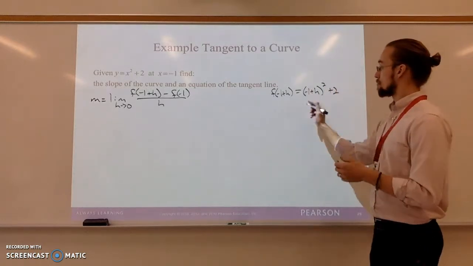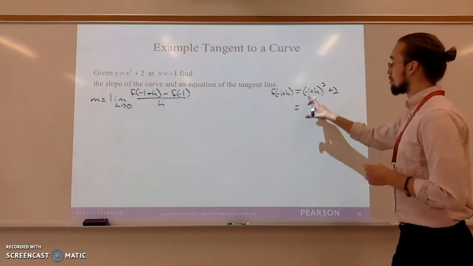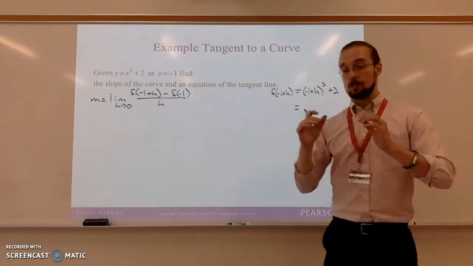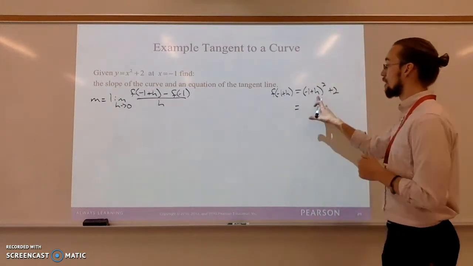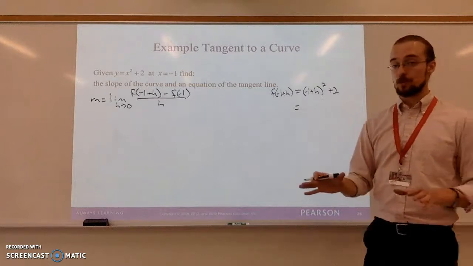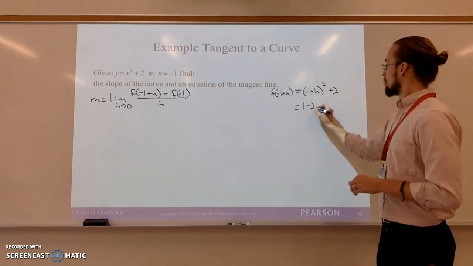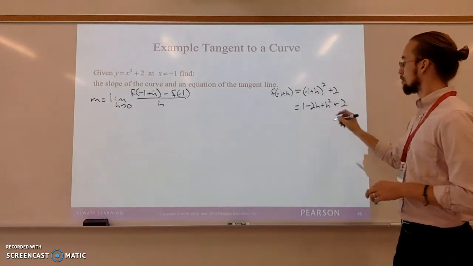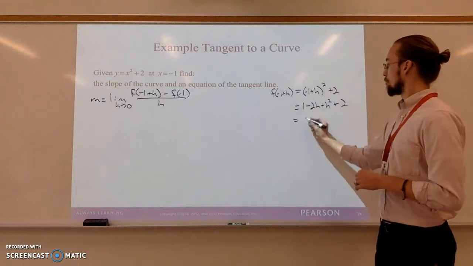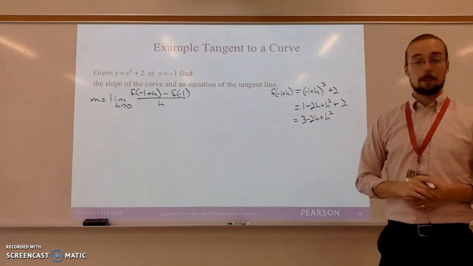Okay, so let's go ahead and multiply this all out and simplify. So negative 1 plus h, remember that's negative 1 plus h times negative 1 plus h. Make sure you multiply that out. This is not 1 plus h squared. So if I do that, I will get 1 minus 2h plus h squared plus 2. And then I can go ahead and combine those and get 3 minus 2h plus h squared.